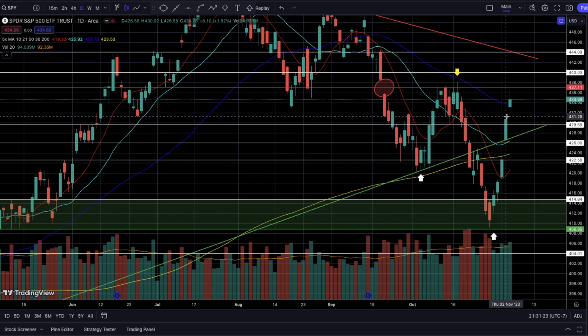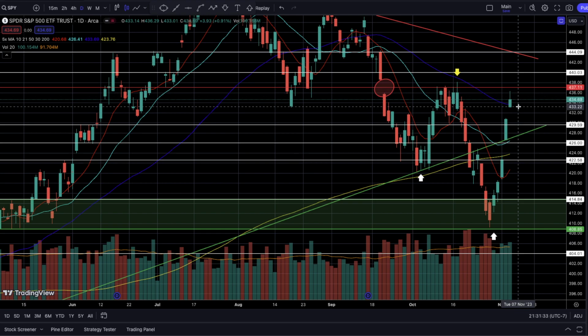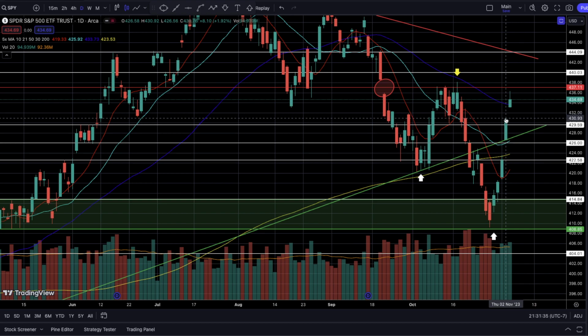So ideally for me now, we reject at 437. We move up slightly again, maybe around tomorrow, reject at 437, come back down, fill in the gap that we weren't able to fill last Friday between Thursday and last Friday's price action, come down slightly more, and have a retest at this 429.50 level and bounce.